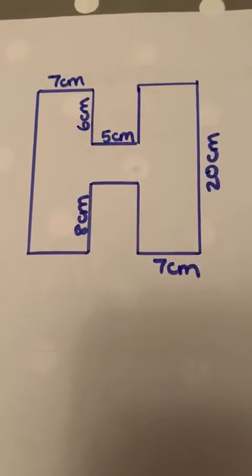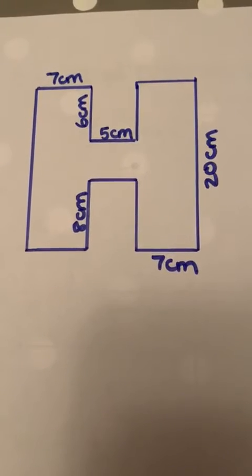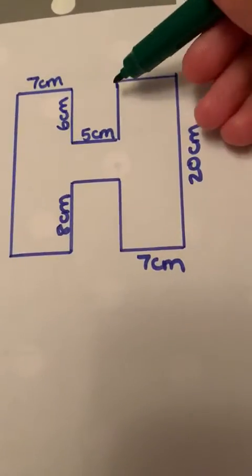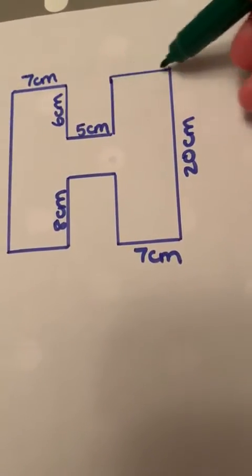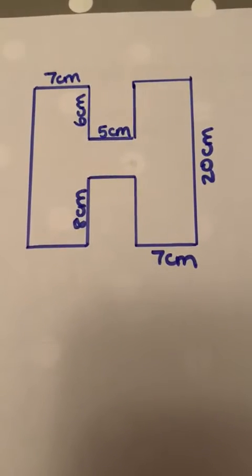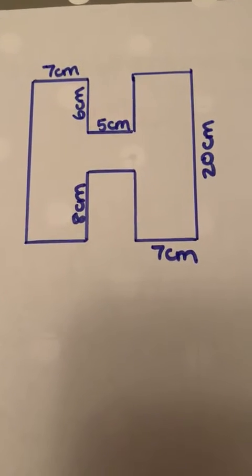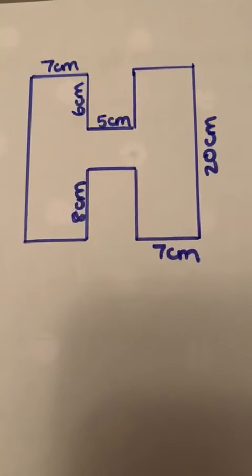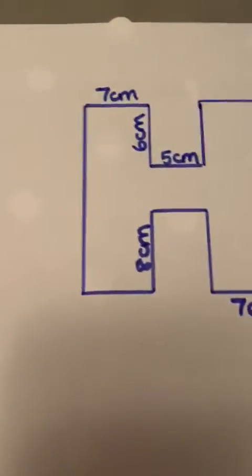Pause the video and can you tell your grown-up what any of the missing lengths might be? For example, what must this one be? Or this one? Or this one? Perhaps you could have a go at sketching it, see if you were right. Okay, let's work through them.